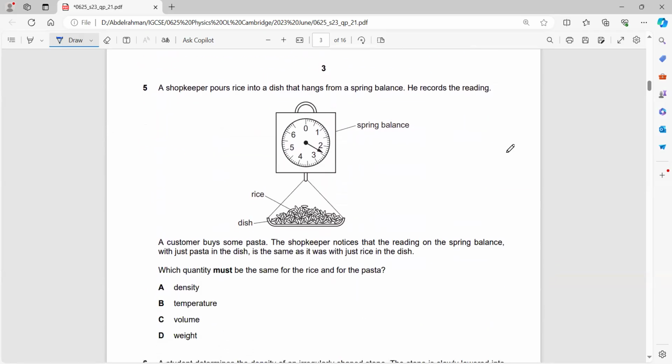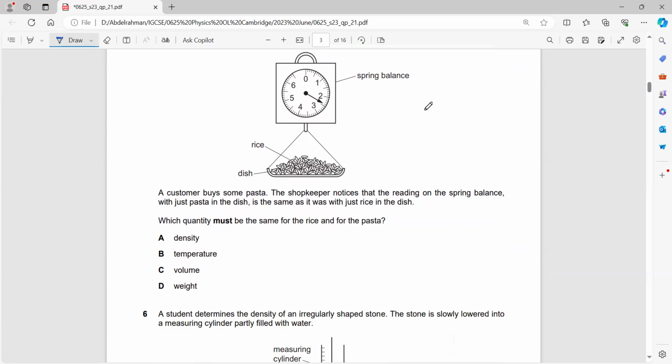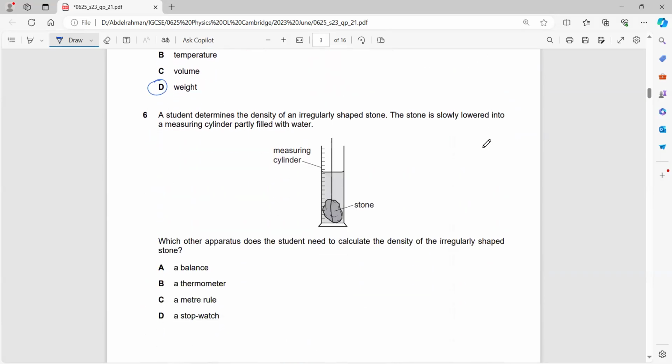A shopkeeper pours rice into a dish that hangs from a spring balance. He records the reading. A customer buys some pasta. The shopkeeper notices that the reading on the spring balance with just pasta in the dish is the same as it was with just rice in the dish. Which quantity must be the same? Definitely, we're talking about the weight, the force that is being pulled down.